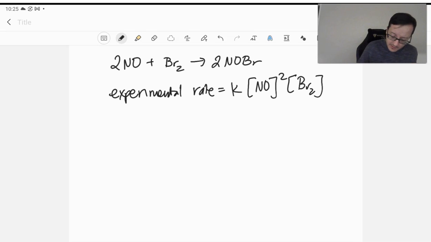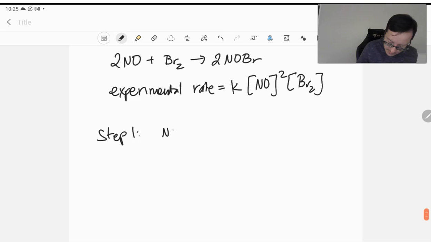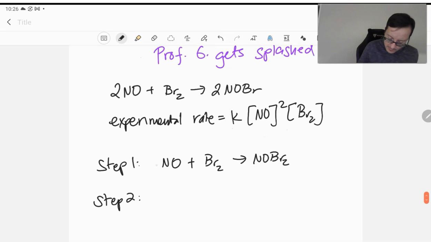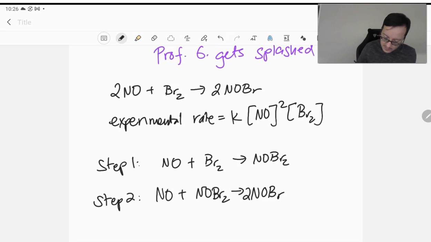And so let's consider the following. What if we were presented with 2 steps? We have a molecule of NO plus 1 of Br2 turning into NOBr2. And in step 2, we had an NO plus the NOBr2 intermediate turning into the 2 NOBr that we had. And if we did combine these, we would see, indeed, we would have that intermediate of the NOBr2 and everything would cancel out. So we'd be okay in terms of overall reaction.